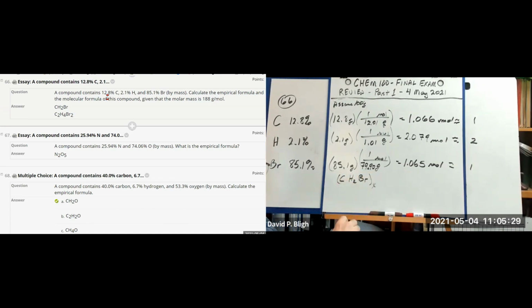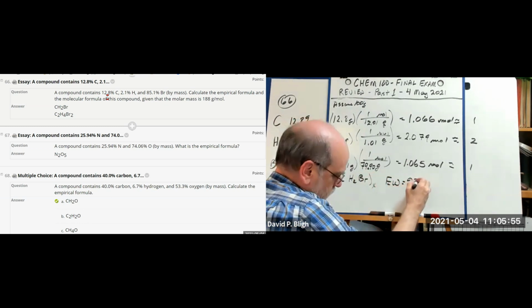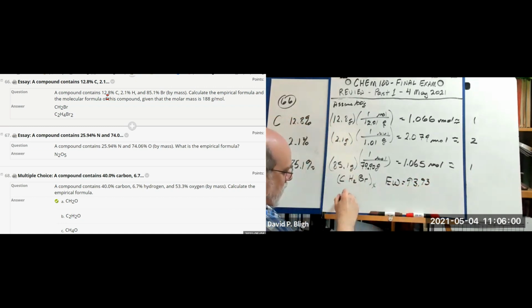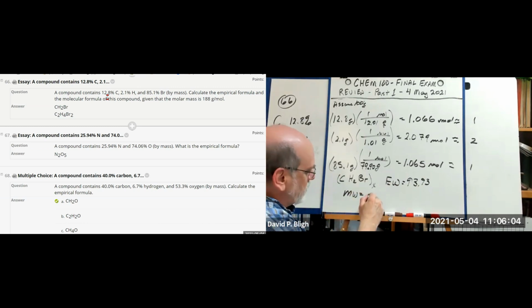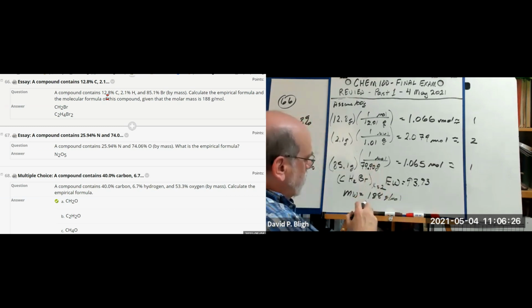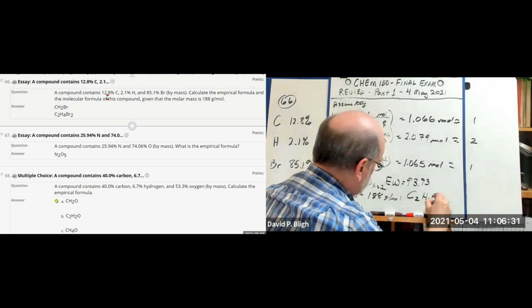We need to multiply it by some factor. So we need the molar mass of this one, right? We've got the things right here. We just say 12.01, and then 2 hydrogens would be 2.02, and then 79.9. That gives us 93.93 for this one. The empirical weight equals 93.93. The molecular weight is equal to what? It's given, 188 grams per mole. So what's the ratio of this one to that one? Well, it looks like it's 2. But let's do it and find out. 188 divided by that other one. Yeah, 2.001. So x equals 2, and the molecular formula is C2H4Br2.